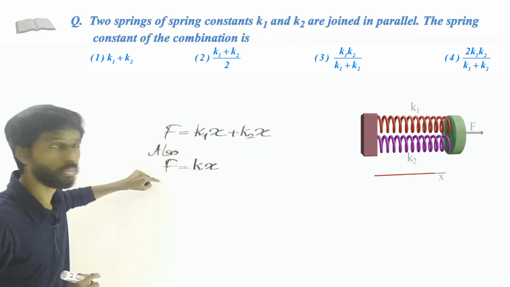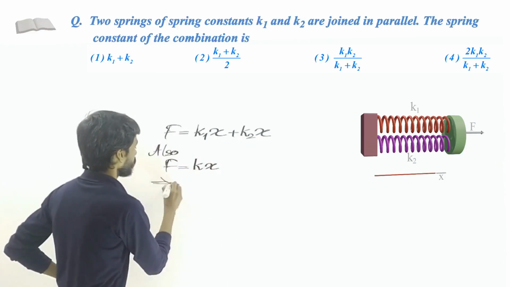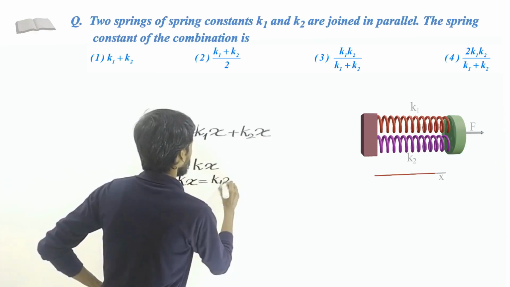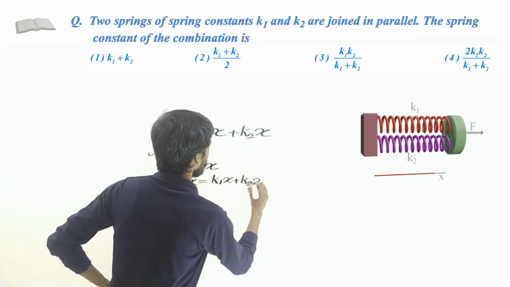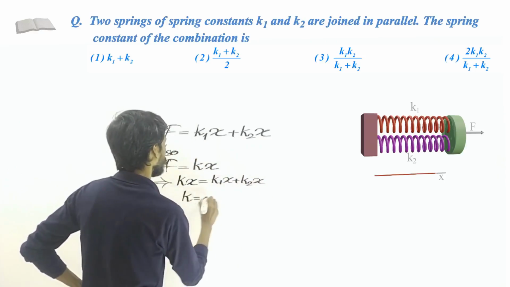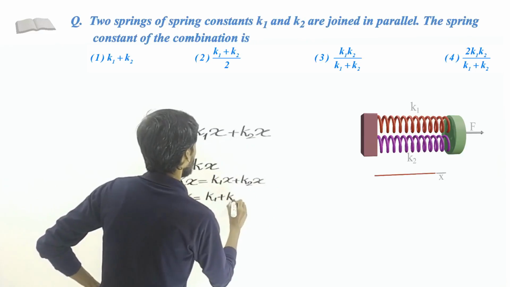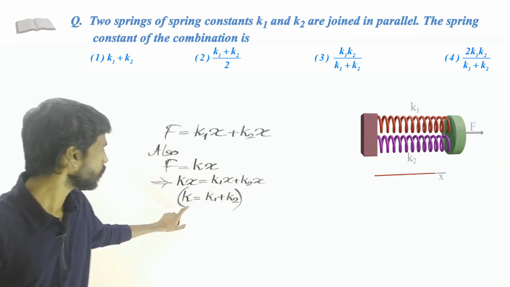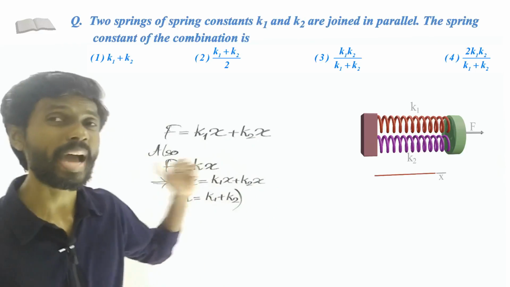So these two can be equated. So Kx equals K1x plus K2x. This is very simple. So K equals K1 plus K2. We simply have to add these spring constants, and that will give you the total spring constant in the parallel combination.